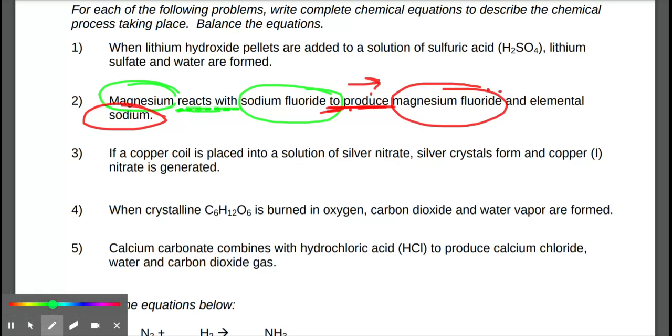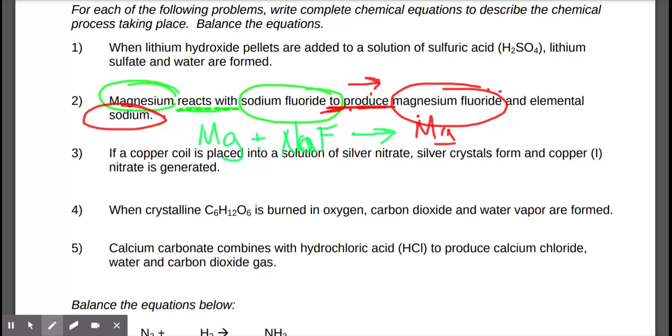Because we know now what our reactants are and what our products are, let's just write it out. So magnesium, Mg, reacts with sodium fluoride, so that'll be NaF, to produce magnesium fluoride, MgF2, and elemental sodium. The word elemental just means that it's just pure sodium. So Na, nothing more.